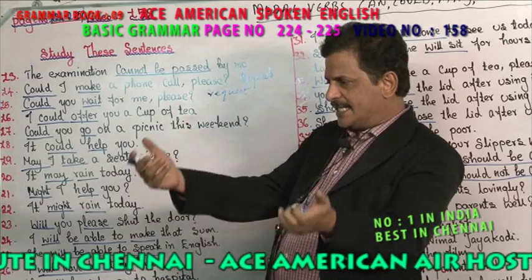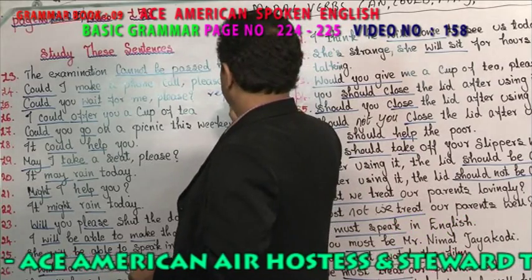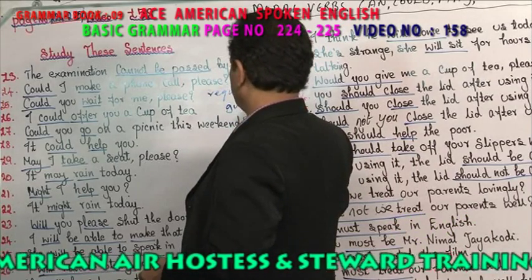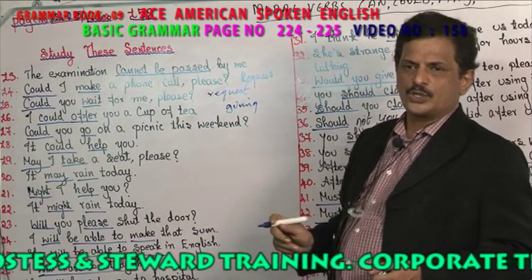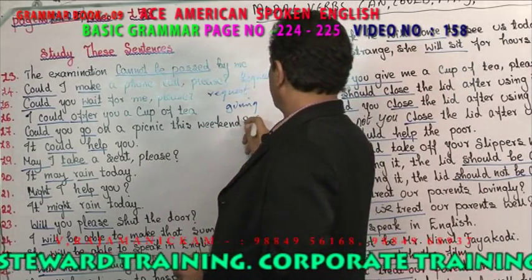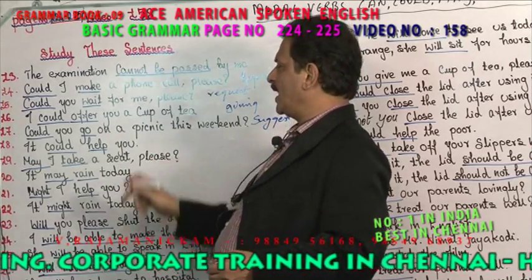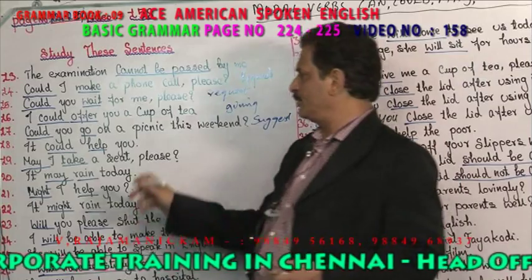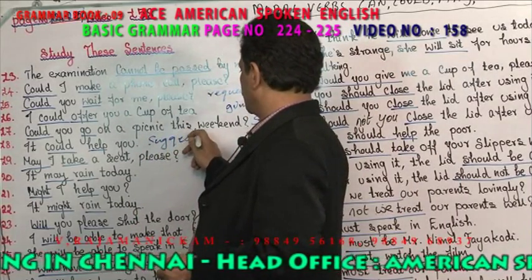When you are giving, what is that you call? When you are giving, you are giving permission. Could you go on a picnic this weekend? So, this is a suggestion. For suggestion, you are using could. It could help you. So, this is suggestion. For suggestion, you are using could.